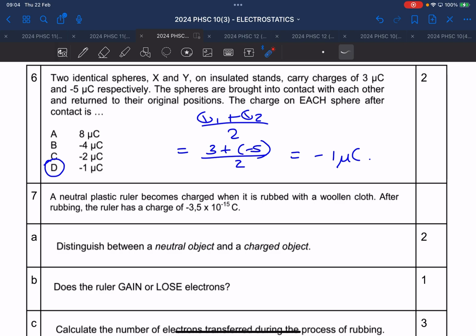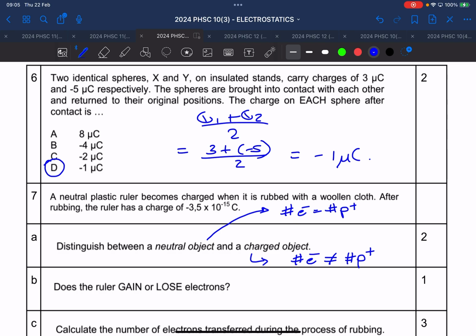In a neutral object there are as many protons as electrons. A charged object either has more protons than electrons or more electrons than protons. Perfect. So you have to explain both. You can't just say what is a neutral object, because they'll ask you to distinguish between, to describe both. A neutral object has as many electrons as protons, so the number of electrons is equal to the number of protons. Where a charged object, they are not equal to one another.